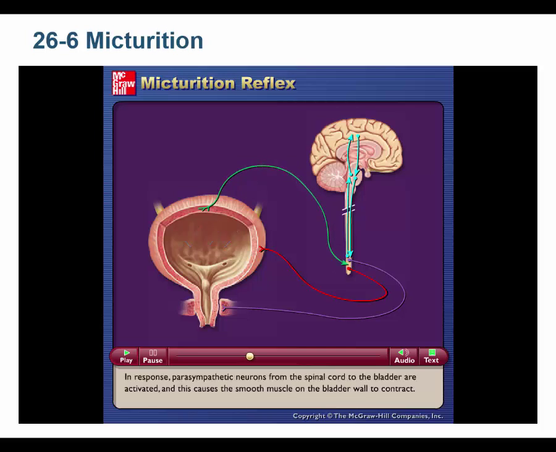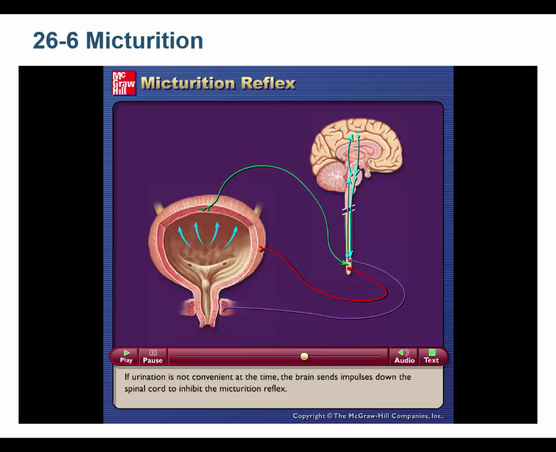In response, parasympathetic neurons from the spinal cord to the bladder are activated, and this causes the smooth muscle on the bladder wall to contract. The sensory signals to the sacral region of the spinal cord also stimulate ascending pathways to the pons and cerebrum, which results in a conscious desire to urinate.